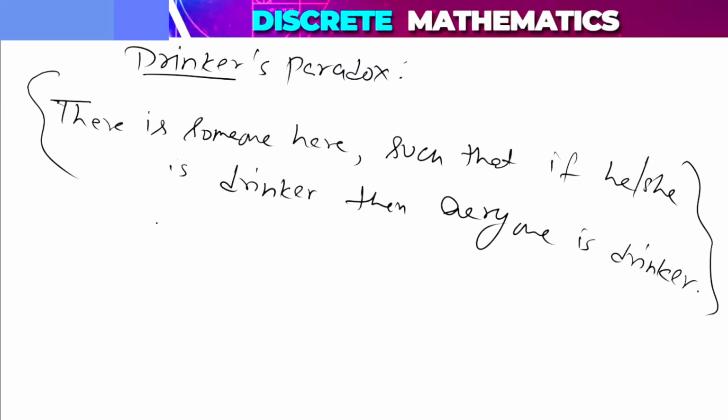Let me give you another question also, so you can think about it. Basically, I'm saying that there is someone here such that if he or she is a drinker, then everyone is a drinker. Everyone. So similarly, you can make many statements of this type.